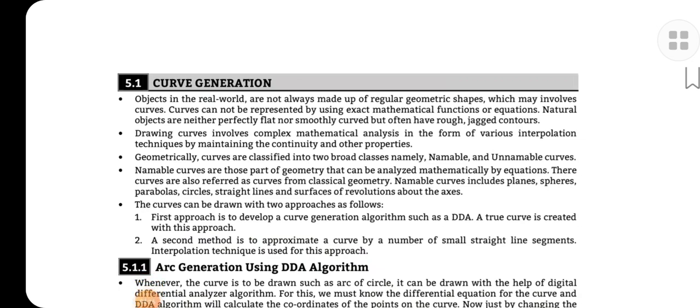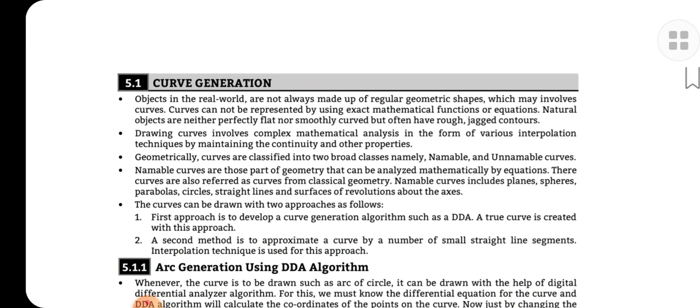Geometric curves are classified into two broad classes, namely nameable and unnameable curves. Nameable curves are those parts of geometry that can be analyzed mathematically by equations. They are also referred to as curves from classical geometry. Nameable curves include planes, spheres, parabolas, circles, straight lines, and surfaces of revolution about an axis.